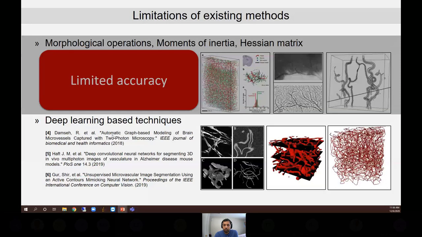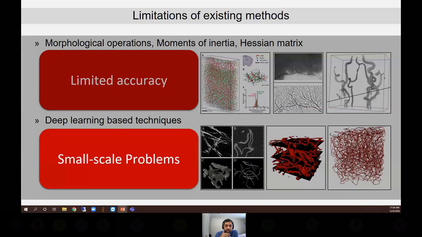This was followed by many interesting works based on deep learning to explore this problem. And while deep learning-based methods demonstrated significantly better accuracy compared to conventional methods, their main limitation was that they demonstrated segmentation only for small-scale problems. Whereas you can imagine that if you want to do blood vessel segmentation for the entire brain, you're dealing with very large-scale data. Now, let's look at some of the challenges which face these deep learning methods due to which they are restricted to small-scale problems.